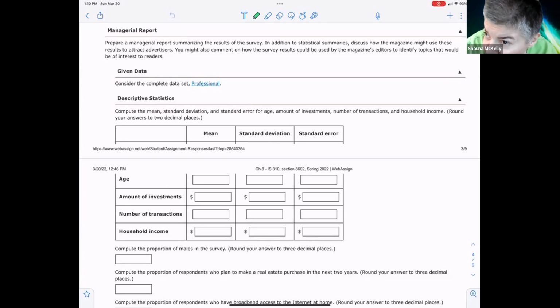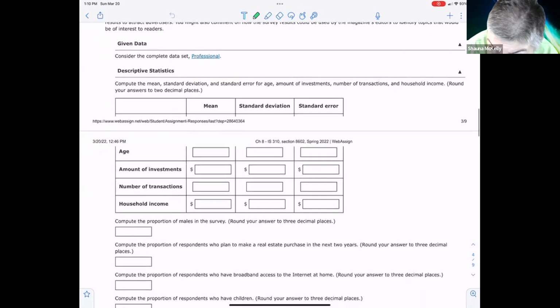So let me see what we're doing here. We're doing mean, standard deviation, and standard error for age, amount of investments, number of transactions, and household income. Household income. Okay.